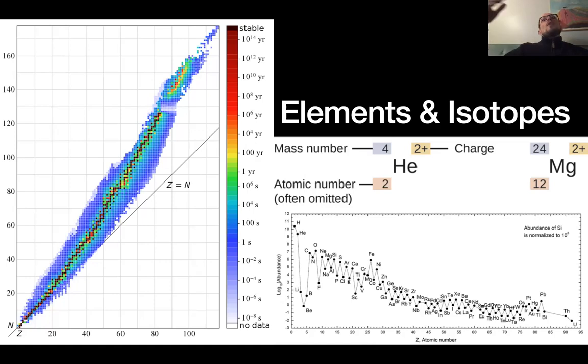So instead, we divide by 10 all the way down to the least common element so that you can see what the trend looks like. And that's what we're showing on the bottom right. This is an important diagram for understanding which atoms are more common than others in our universe.